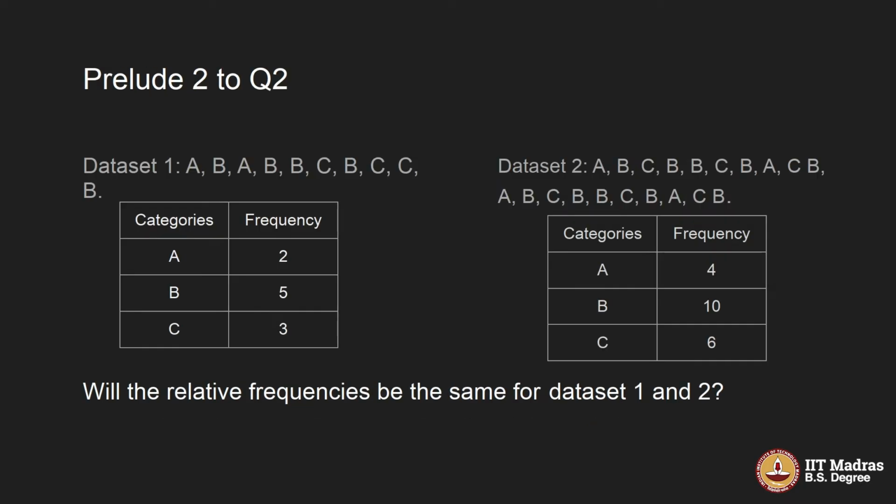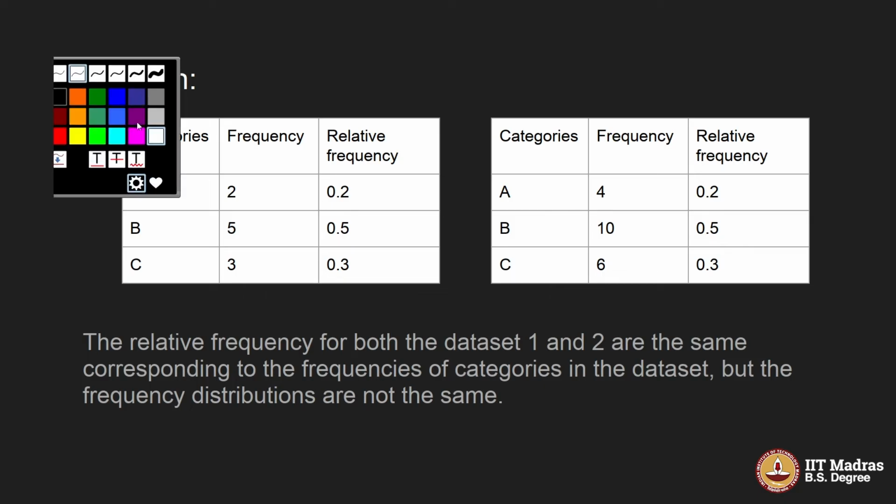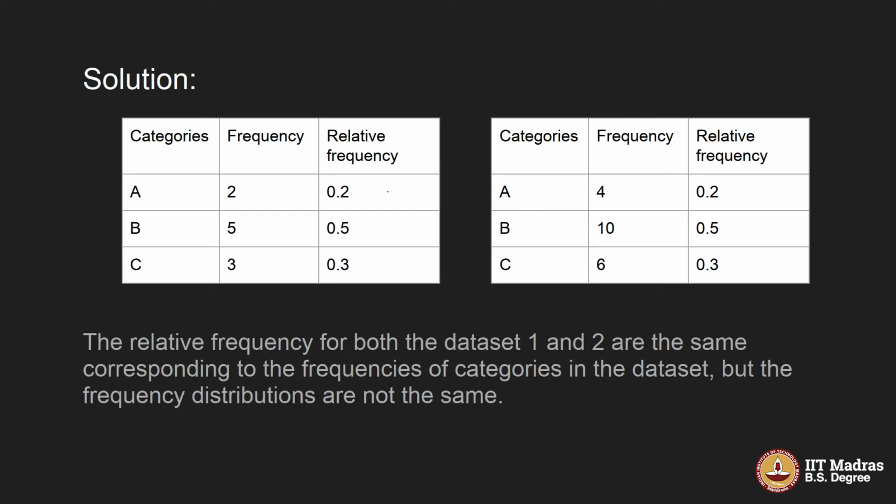Okay, next question. Here we have categories A, B, C for data set 1 and data set 2. Will the relative frequency be the same for data set 1 and data set 2? For this, we can calculate the relative frequency by the formula that we have studied earlier. So here we can calculate the total, which is 10, and here we can also see the total is 20.